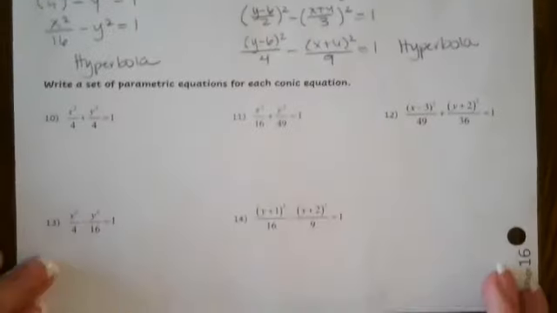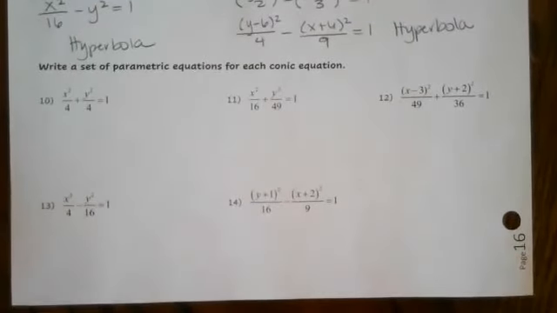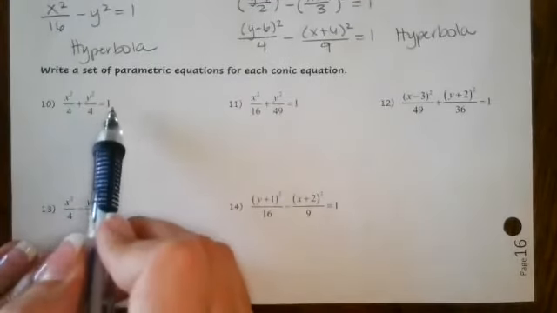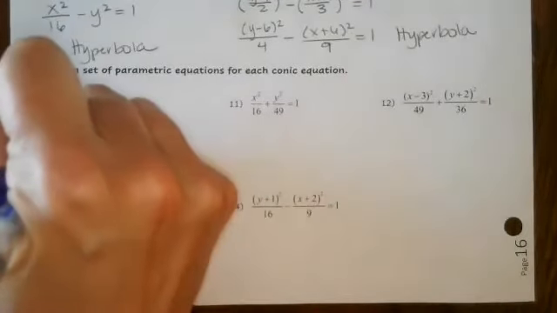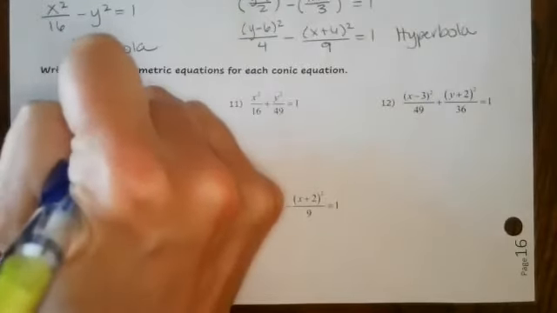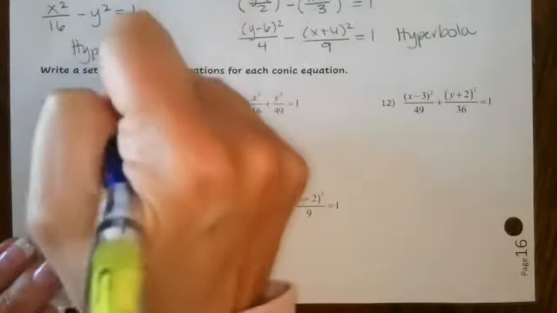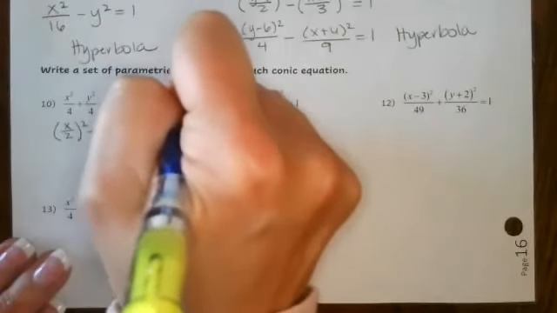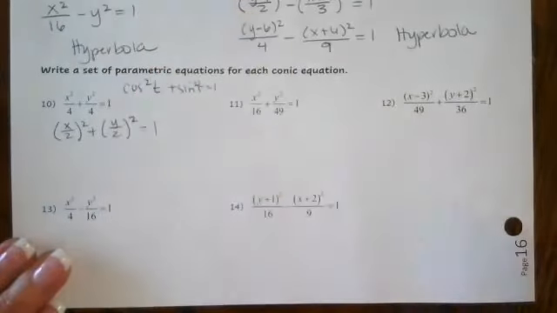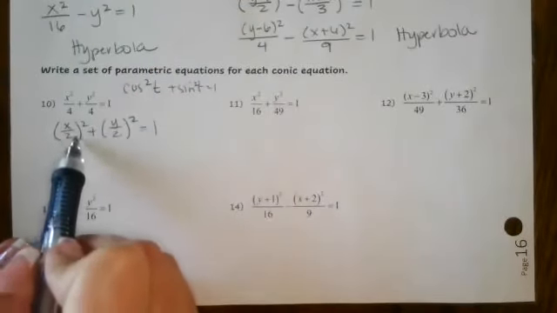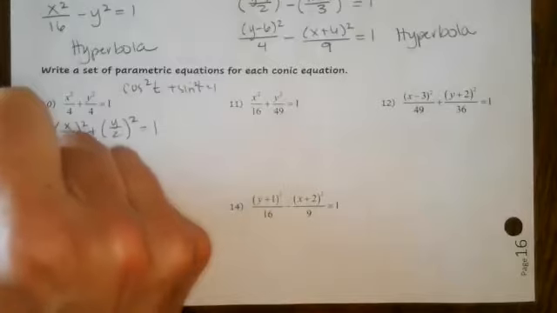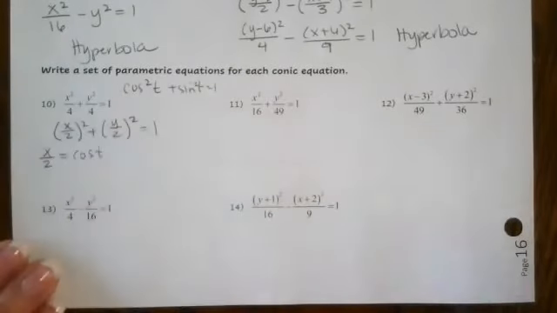All right, the last thing we're going to do is write a set of parametric equations for each of the conic equations. So now we're going to go backwards. We're going to get that t going back. And so we need to recognize some things as we work on this. So when we get x squared over 4 plus y squared over 1, we can recognize that that is x over 2 squared plus y over 1 squared is equal to 1. And so we know that cosine squared of t plus sine squared of t is equal to 1. And so this part right here would have to be our cosine. So we get x over 2 is equal to the cosine of t.